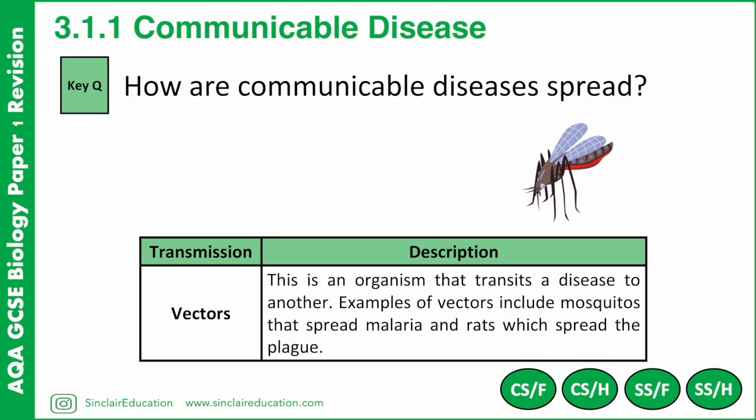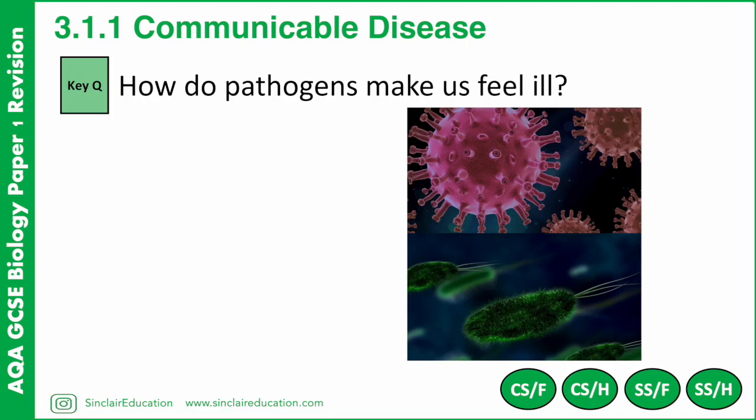So for example, mosquitoes can spread malaria. They don't suffer from malaria themselves, but they can spread it from human to human. And rats were also responsible for plague, but again, they weren't suffering from it. So these vectors are organisms that can transmit a disease to another organism. But mosquitoes and rats are a really good example of this.